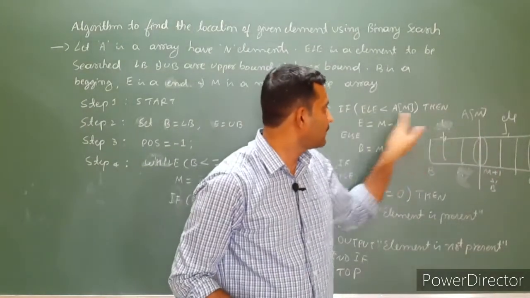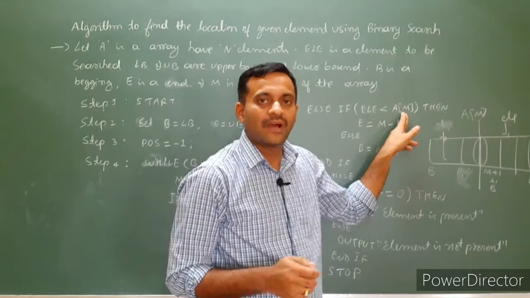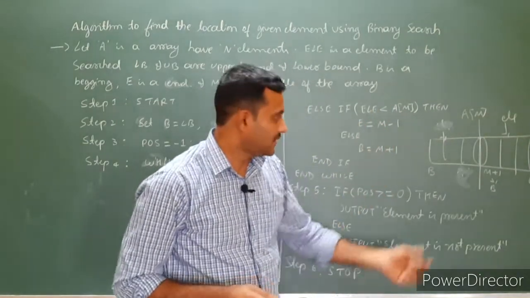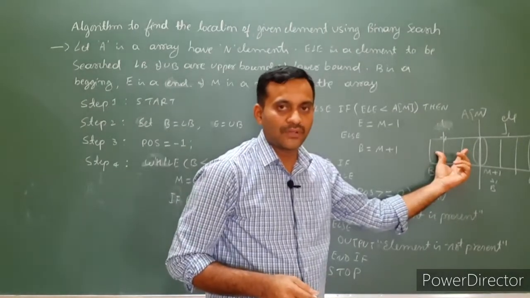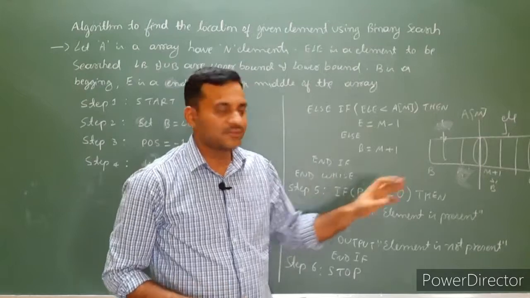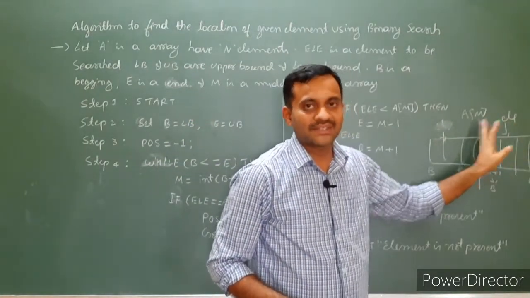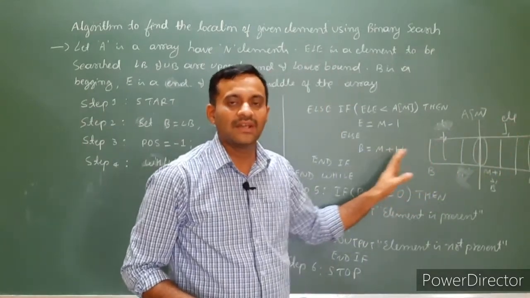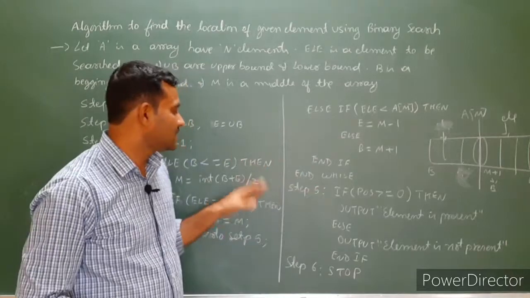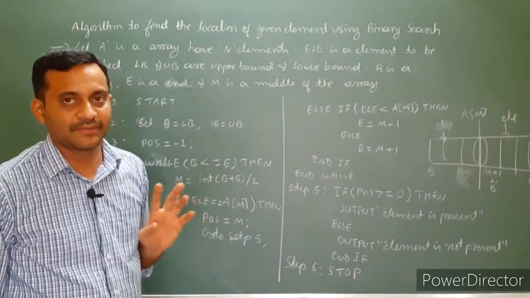Already we searched the middle element. So apart from the middle element, we have to modify either the end or the beginning. If it belongs to the first half, we have to modify the end by assigning m minus 1. If the element is present in the second half, then we have to modify the beginning by assigning m plus 1. Repeat the same steps until beginning is less than or equal to end.